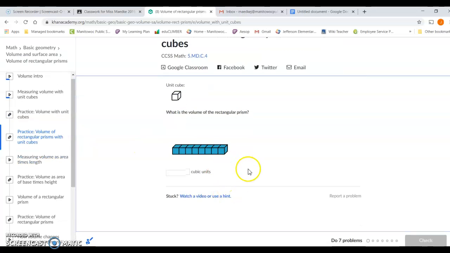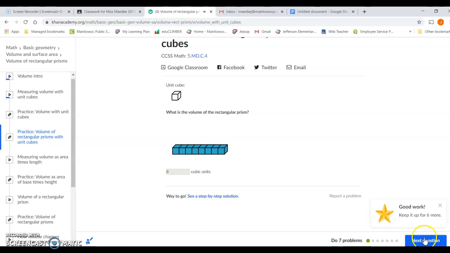rectangular prisms. That's just a rectangle. Here we count our length. 1, 2, 3, 4, 5, 6, 7, 8. That's one of our numbers. The height is 1 and the width is 1. So we are doing 8 times 1 times 1, which is 8. You check your answer. Holy cow, got it right.